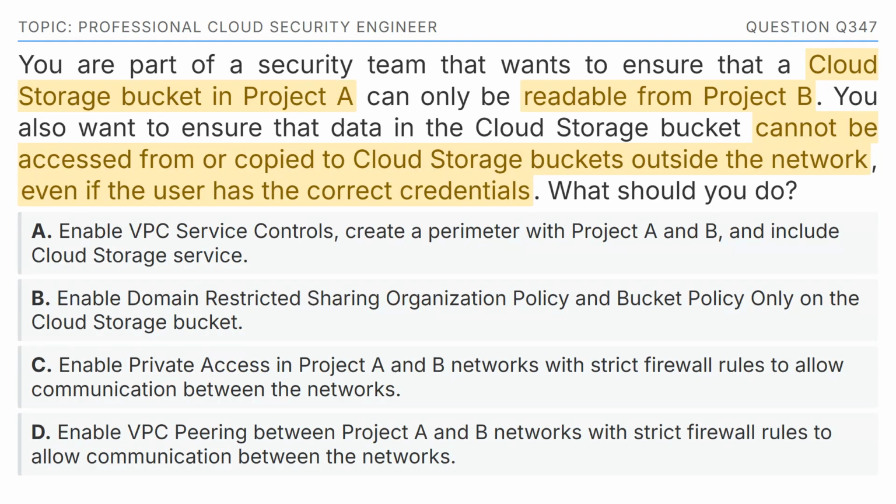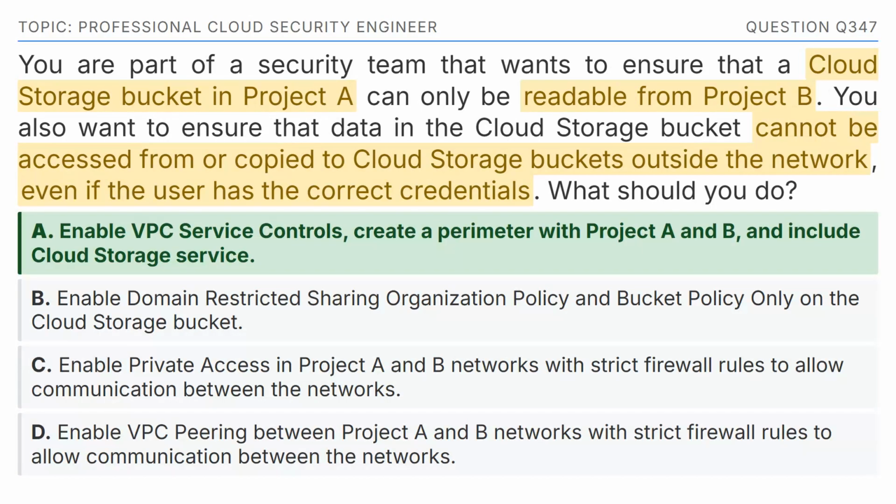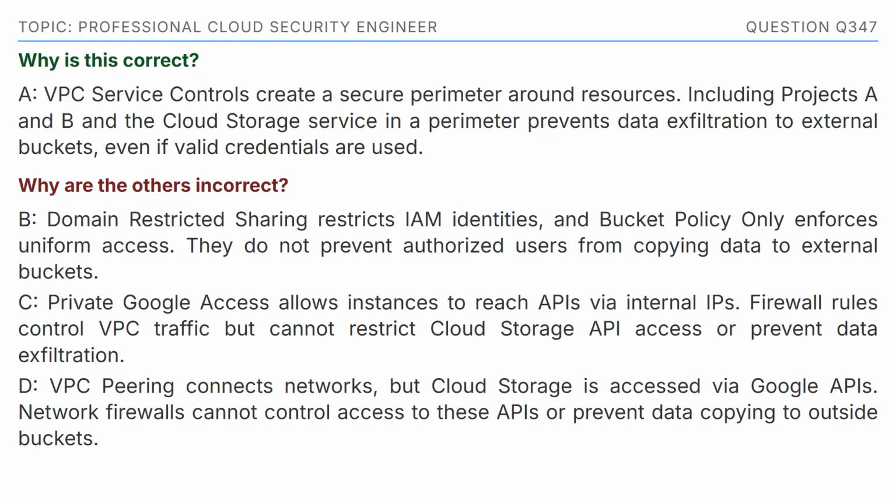To arrive at the correct answer, we focus on the keywords: Cloud Storage Bucket in Project A, readable from Project B, cannot be accessed from or copied to cloud storage buckets outside the network, even if the user has the correct credentials. The correct answer is option A, enable VPC Service Controls, create a perimeter with Project A and B, and include Cloud Storage Service. Why is this correct? A. VPC Service Controls create a secure perimeter around resources. Including Projects A and B in the cloud storage service, a perimeter prevents data exfiltration to external buckets, even if valid credentials are used.